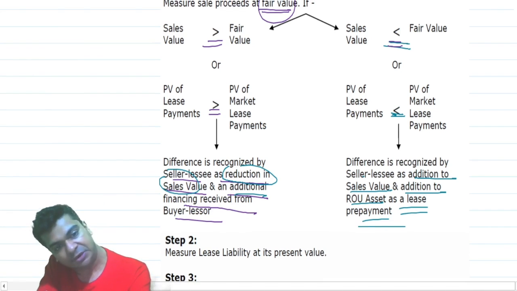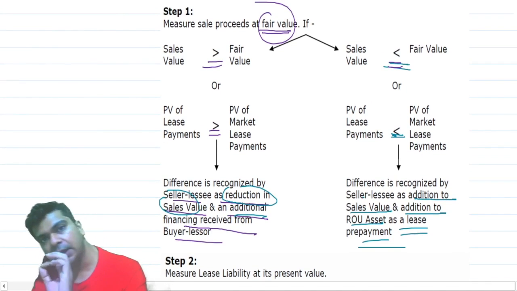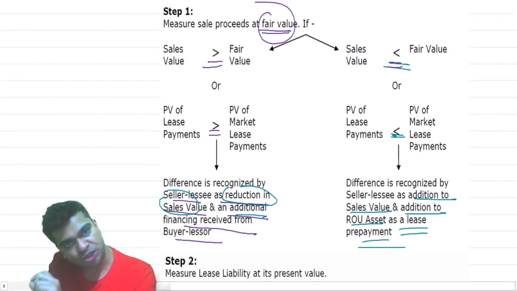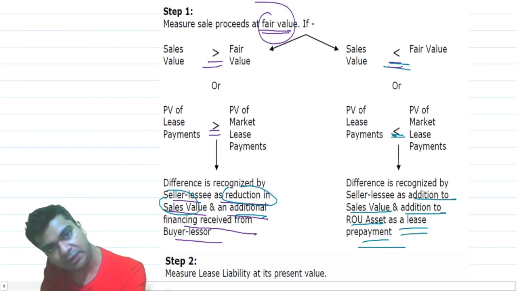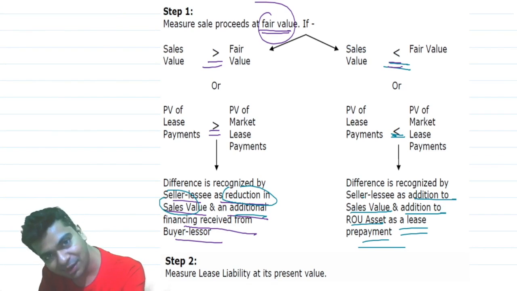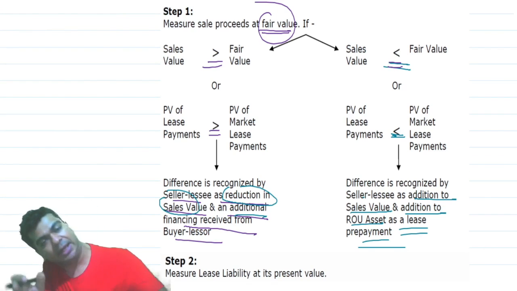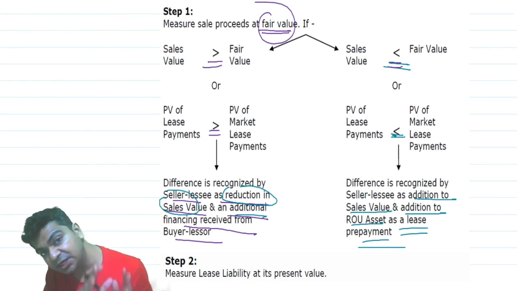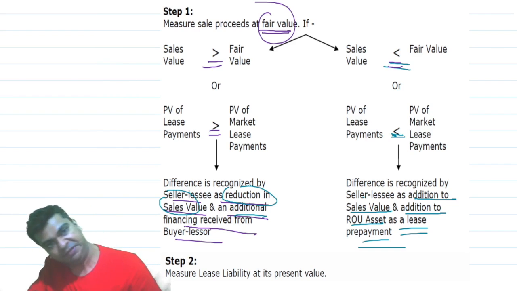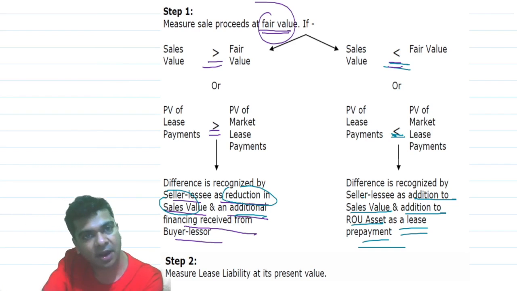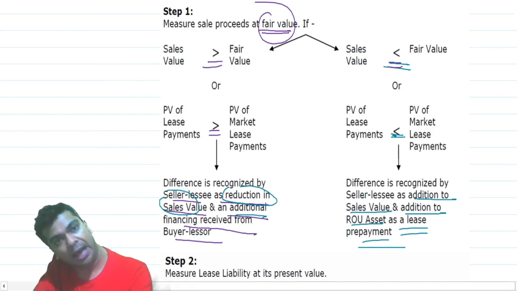So very quickly, if we just run through the first step, it is compulsory that you should be measuring the sales value at the fair value. If sales value and fair value both are same, life is simple, right? But if the sales value is higher than the fair value, then the difference will be considered as additional finance received. If the sales value is lower than the fair value, we will consider as if a part of the lease liability has been prepaid.